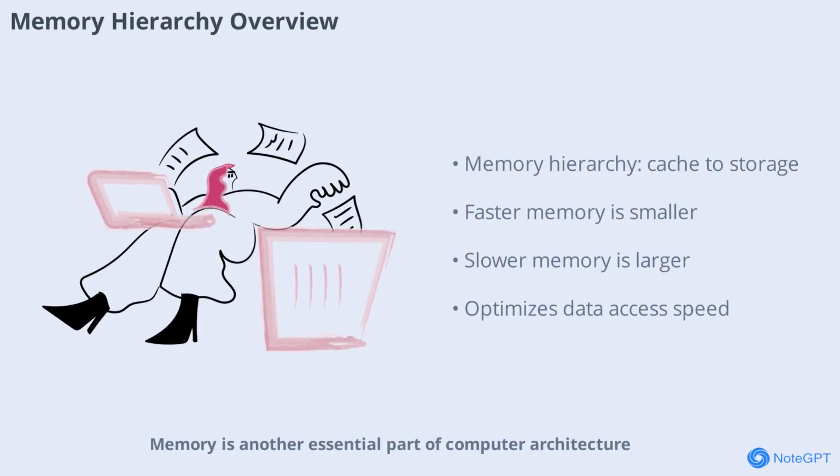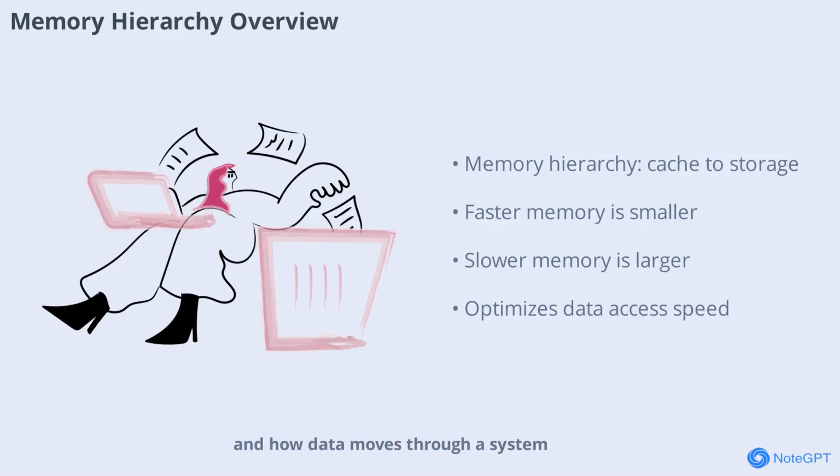Memory is another essential part of computer architecture. Computers use a hierarchy of memory types, each with different speeds and sizes. At the top, we have fast but small caches, followed by main memory RAM, and finally larger but slower storage like hard drives or SSDs. This hierarchy ensures that the CPU can access data quickly when needed, while still having plenty of space for programs and files.